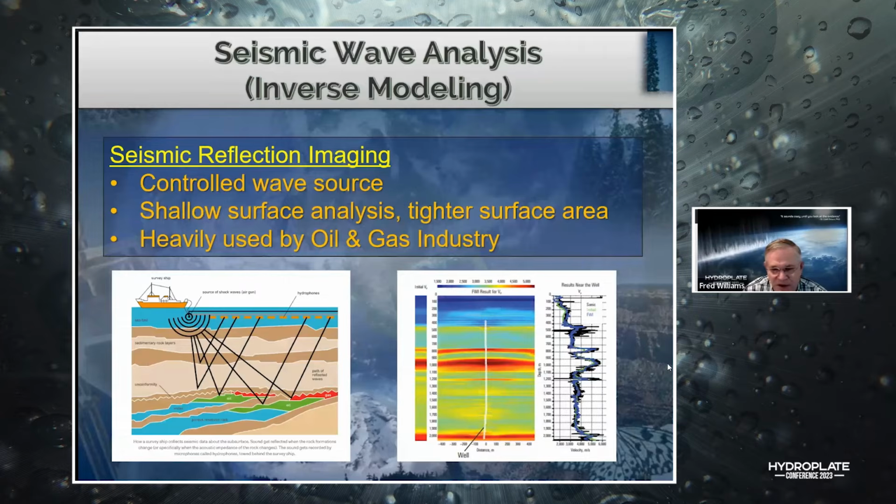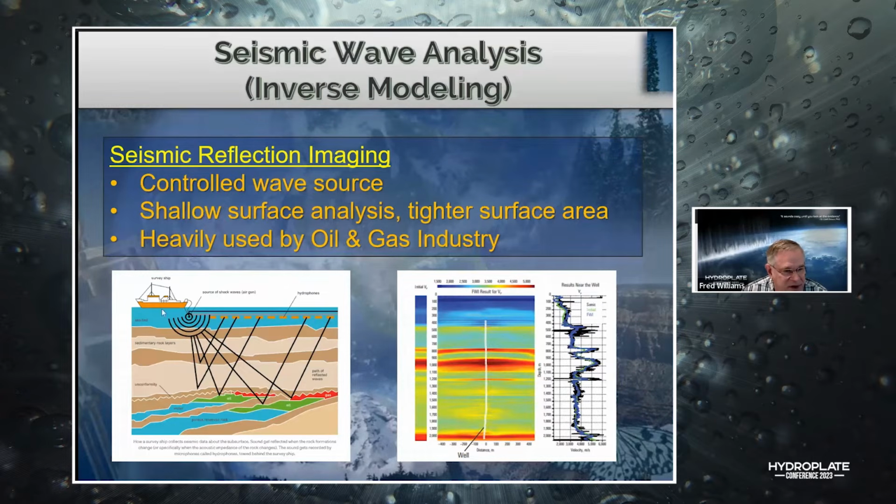Okay, so we just talked about seismic tomography. Now we're going to talk about seismic reflection, which deals with a more dense, concentrated area. They have a controlled wave source. Again, this might be explosions, seismic hammers, seismic vibrators, etc. And then they've got different receivers. In this particular case, they've got hydrophones that receive the shock waves.